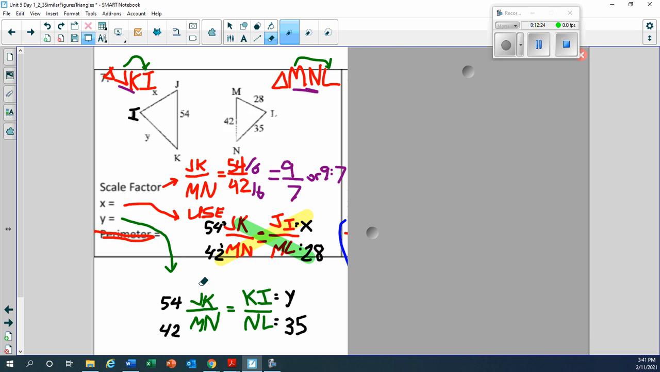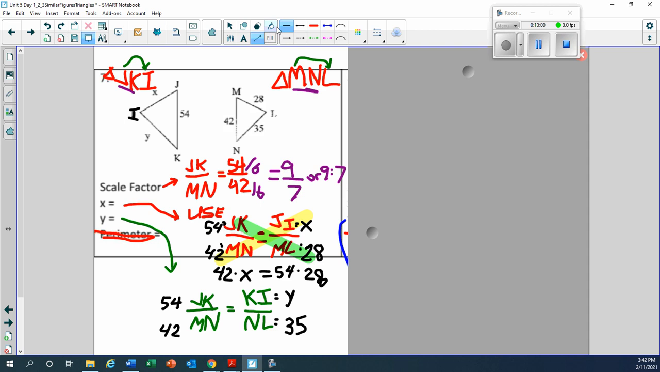And then I'm just going to remove that part of the next problem. So in the end, you will have 54 times 28. You can write it on one side, and you're going to set that equal to, oops, 42 times X. That's going to be the setup.